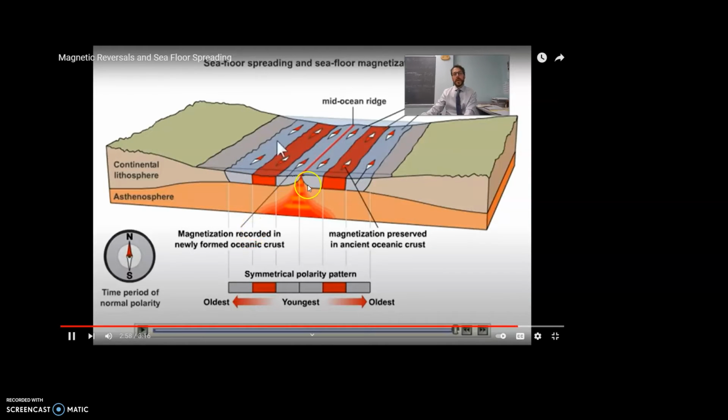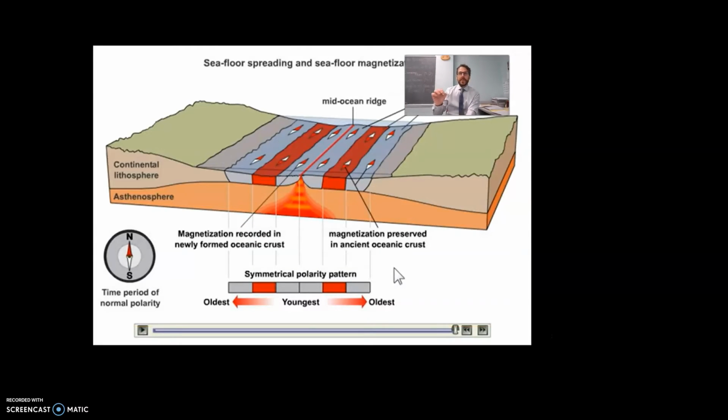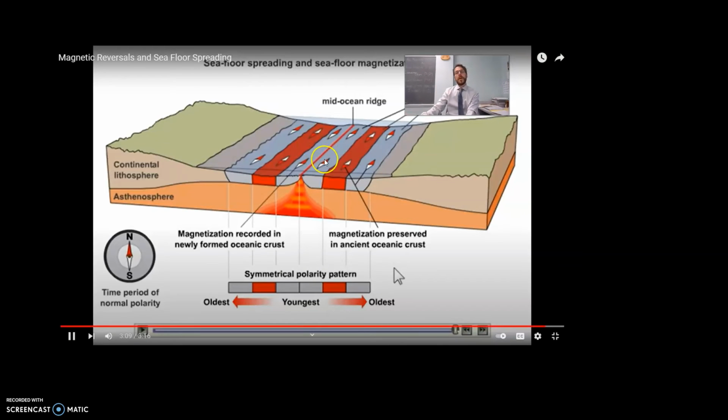So just a real quick recap. The normal polarity means that the iron in the rock is pointing to our North Pole, where it is currently, up at the top of the Earth, and if it's reversed, it's pointing to the South Pole. And as these pull apart, we get a record of flipped, reversed polarity throughout time.